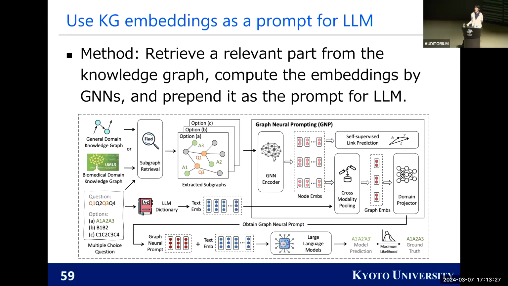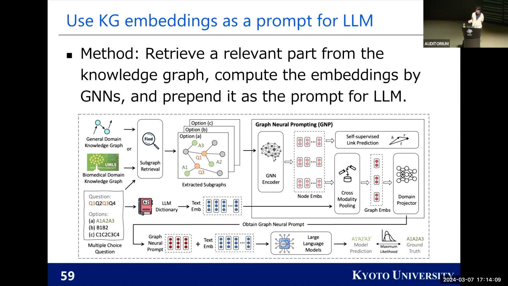And we compute embeddings of the knowledge graph by GNNs. These embeddings contain much information about the questions and the facts and knowledge. We feed these embeddings to the large language models, and LLMs can extract much information from the embeddings and produce accurate answers to the question. More specifically, this method uses a somewhat complicated procedure, and it extracts a knowledge graph for each option or each choice.